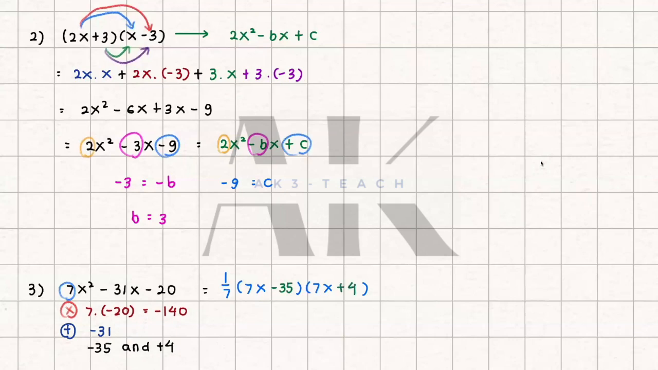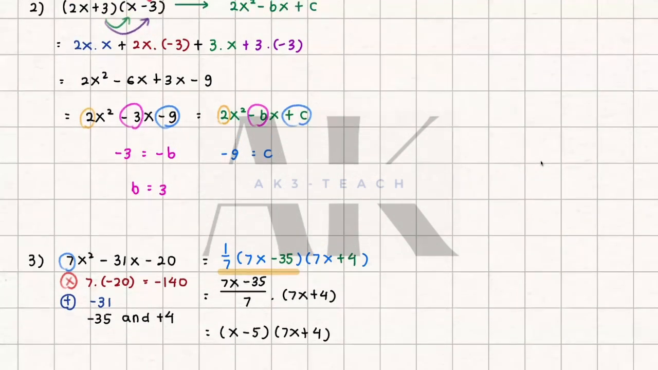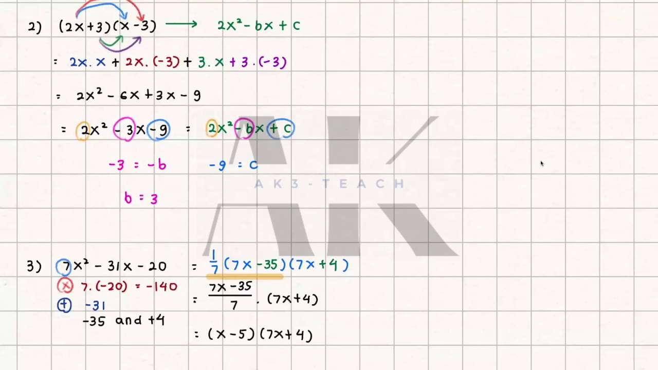Like this. Now that I have this, I think I'm gonna combine 1 over 7 with 7x minus 35. The reason is that they're divisible. So I'm gonna have 7x minus 35 over 7 times 7x plus 4. 7x over 7 gives me x. Negative 35 over 7 gives you negative 5. So I end up with this answer for question 3.